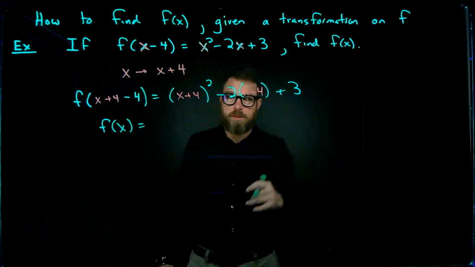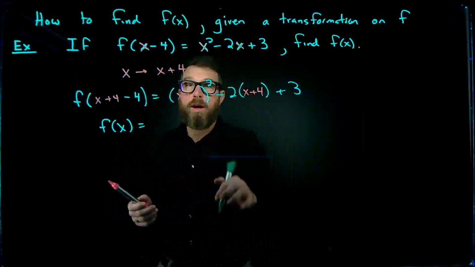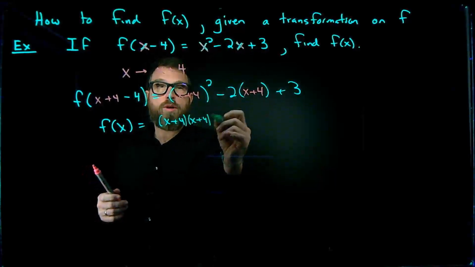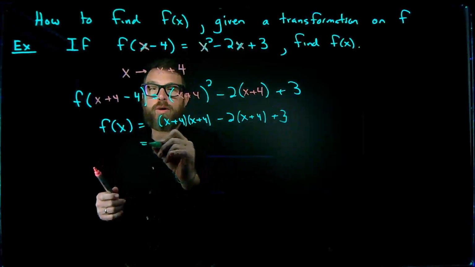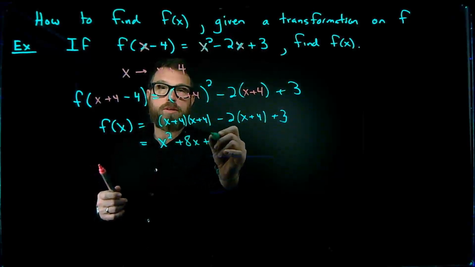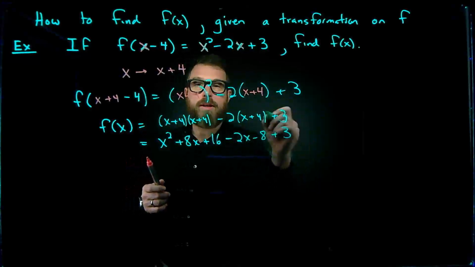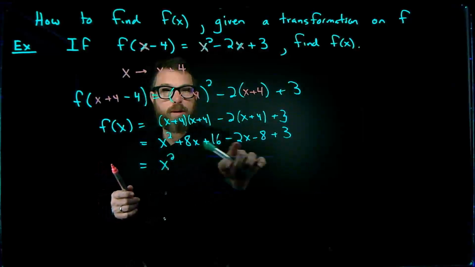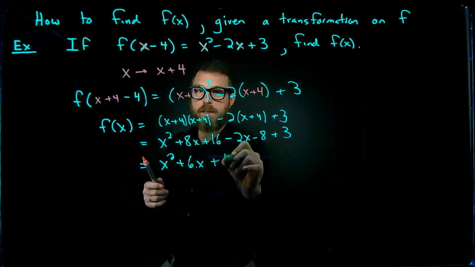And over here we have some simplification to do, assuming we want to get this in some kind of general form quadratic. To square that, I have x plus 4 times x plus 4, minus 2 times x plus 4, plus 3. Squaring this, we're going to have x squared, outside's 4x, inside's 4x, so 8x in total, plus 16. I'll multiply this as well, so minus 2x minus 8 plus 3. Then we'll combine all our like terms, and we shall be done. So this is going to be x squared, plus 6x, and then 16 minus 8 plus 3 is going to be plus 11.